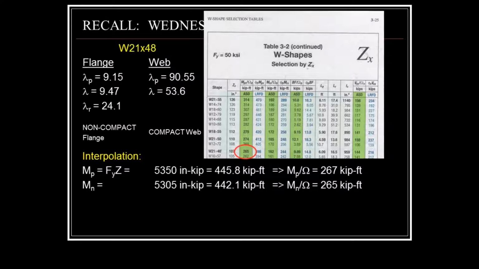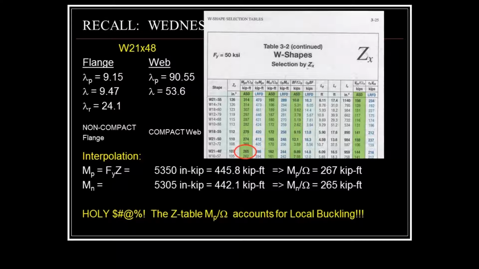Why does AISC do this? It seems that they're reporting a little bit of a lie. Well, they do it because if we know that LTB can't happen, which is often the case, then this 265 value is the limiting allowable moment for the W21/48. But the great thing about this is that we now know that Table 3-2 accounts for local buckling. And this is a big deal. It means that you don't actually have to do local buckling calculations for rolled shapes that are in the manual in Table 3-2.